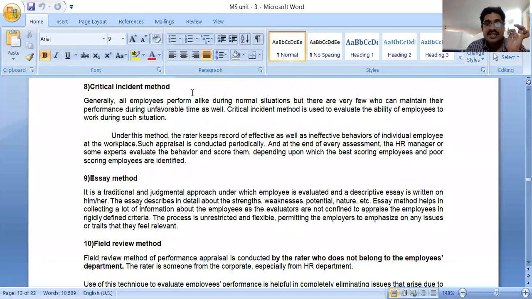Next, coming to the critical incident method. The critical incident method is one of the performance checking methods. Here, employees' performance is checked by the critical incident method. So suddenly an accident or a sudden breakdown of machines, or emergency situations come, then check the behavior of the employees, how they react to that particular critical incident, that particular emergency situation.